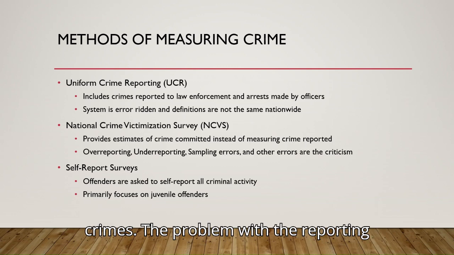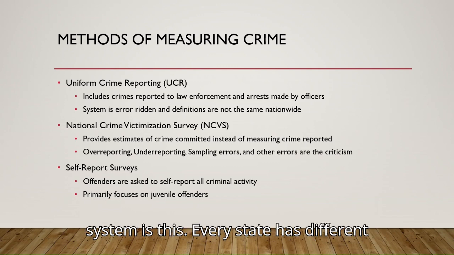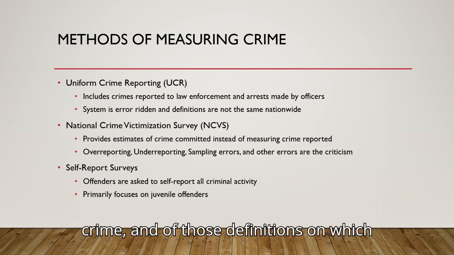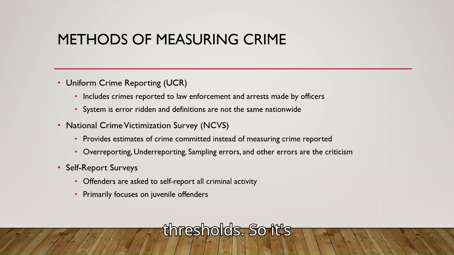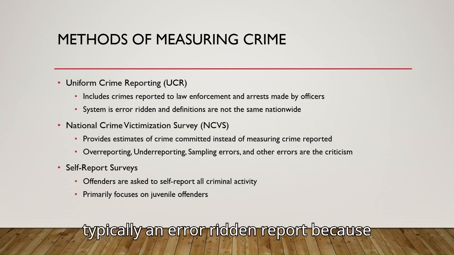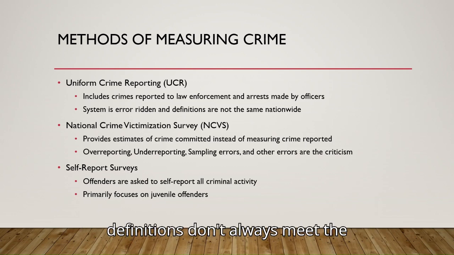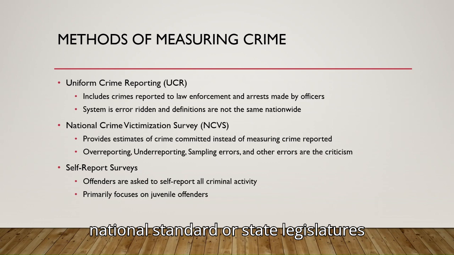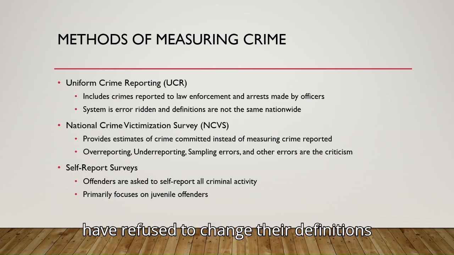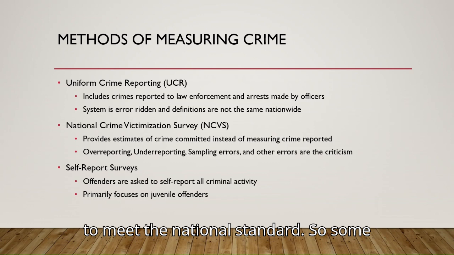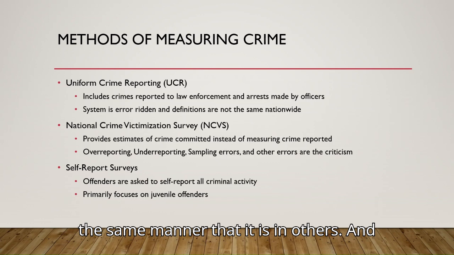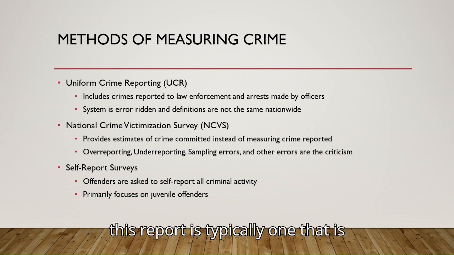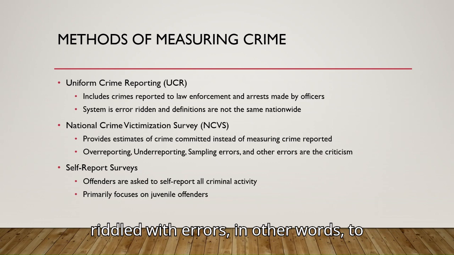The problem with the reporting system is this: every state has different definitions of what is and what is not a crime. And of those definitions on which they agree, they all classify them differently, which changes the reporting thresholds. So it's typically an error-ridden report because definitions don't always meet the national standard, or state legislatures have refused to change their definitions to meet the national standard. So some data isn't collected in some states in the same manner that it is in others. And this report is typically one that is riddled with errors.